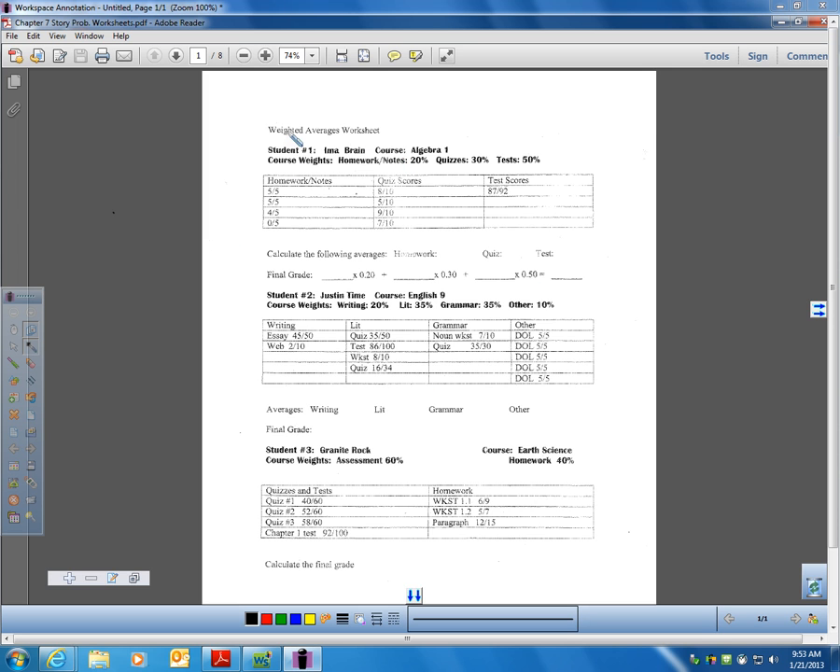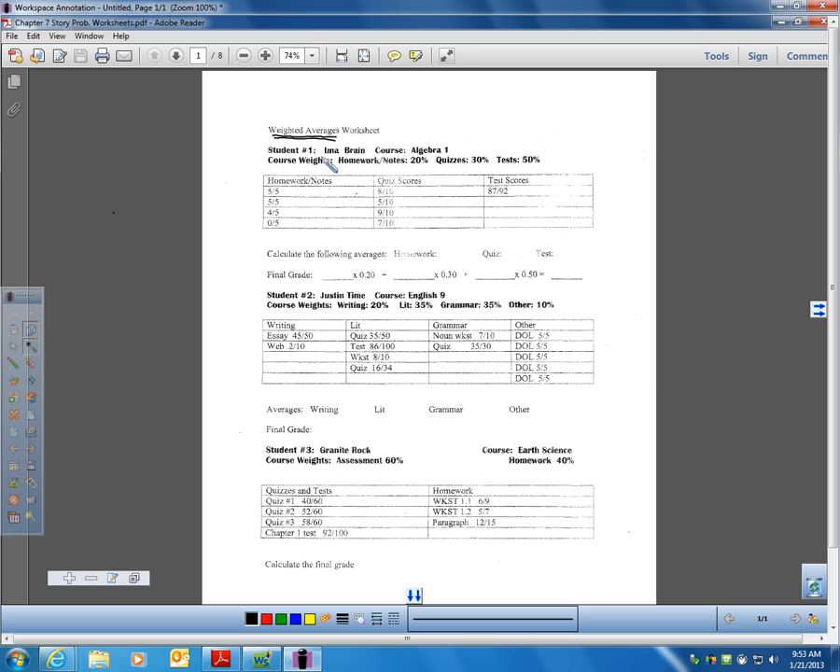So let's talk about, first of all, weighted averages. Weighted averages are something that we use a lot, and actually when we calculate your grades in this class, we use what's called a weighted average, so it's good to understand where that comes from. We have some sample weighted average problems here, 3 different students. I'm not going to do every one of these, but we'll do at least one of them and maybe go to another page and do another one so you can see weighted averages at work.